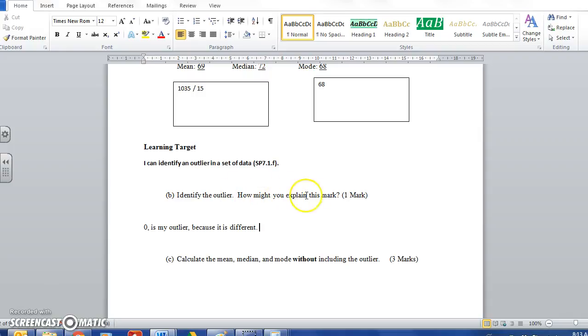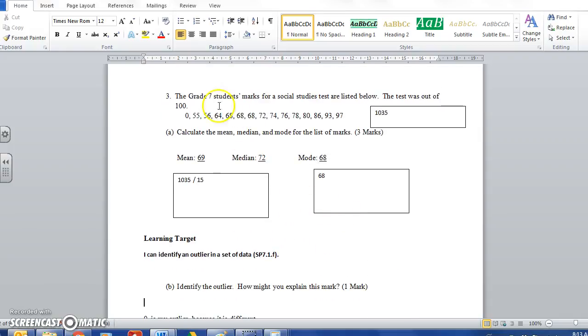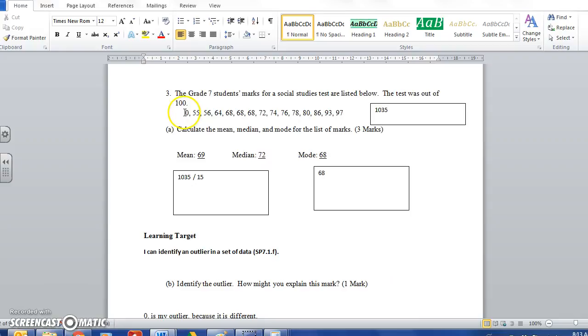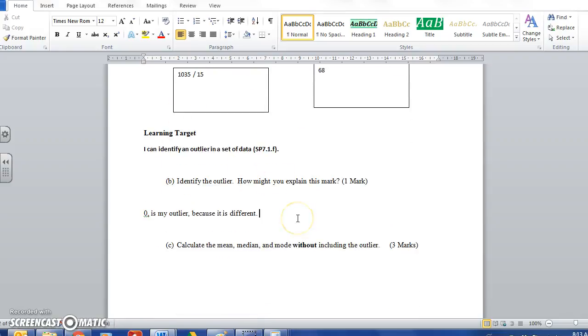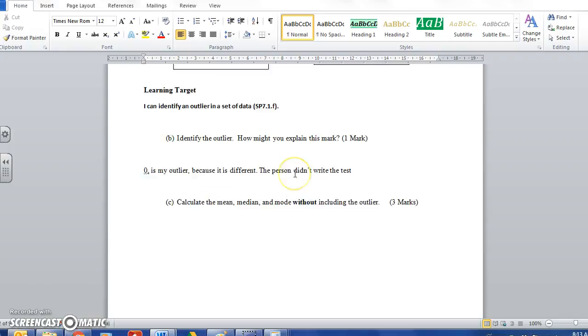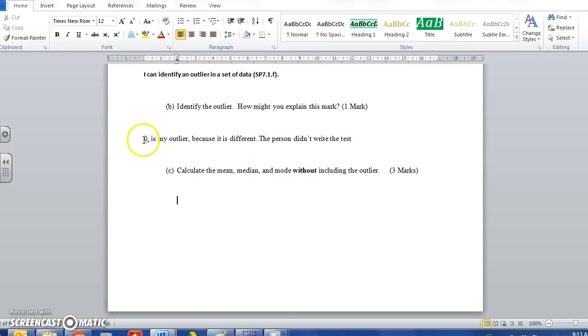How might I explain this mark? Well, the grade 7 students wrote a test, somebody got a 0, my guess is going to be that the person didn't write the test. Okay? That should be the only reason any of you get a 0 for any reason.